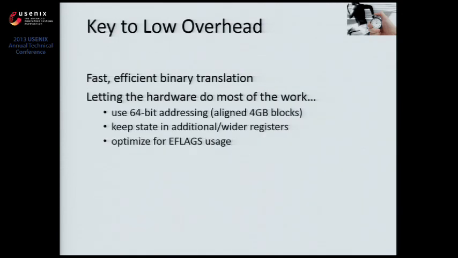And the second part of the key features to low overhead is letting the hardware do most of the work. Using 64-bit addressing, we can use aligned 4 gigabyte blocks and store all our data in higher blocks and thereby separate it naturally. We can keep the state of the memlets in additional registers that are available to us by using these wider ISAs. And we can do a whole set of additional optimizations to optimize for different corner cases.